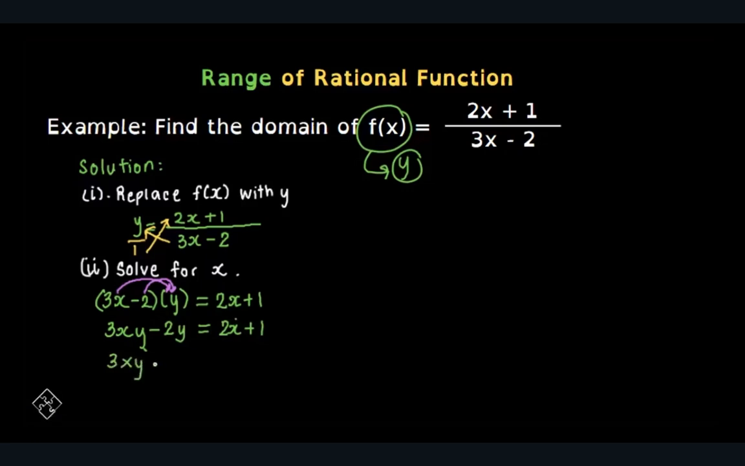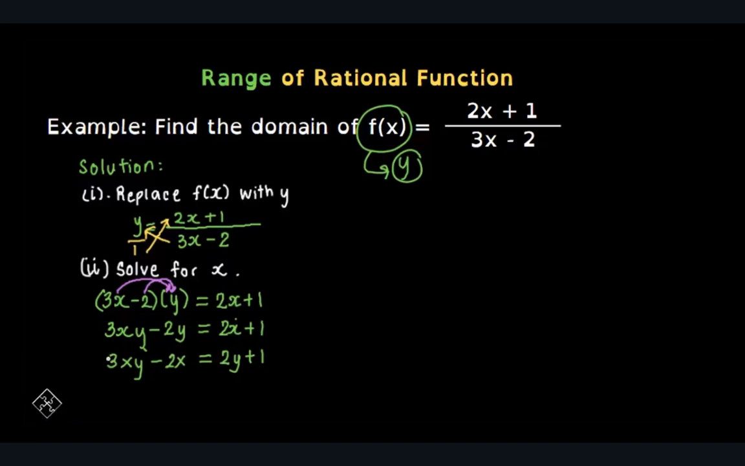So we have 3xy. Magiging negative 2x equals, sa right side magiging 2y, positive 2y plus 1 na siya. Okay? Itong negative 2y, pinunta ko sa kabila, naging positive. Itong 2x, pinunta ko sa kabila, naging negative 2x. Okay? So, yun lang yung nangyari. Bakit ko ginawa yun? Kasi kailangan kong ilabas yung x dito.